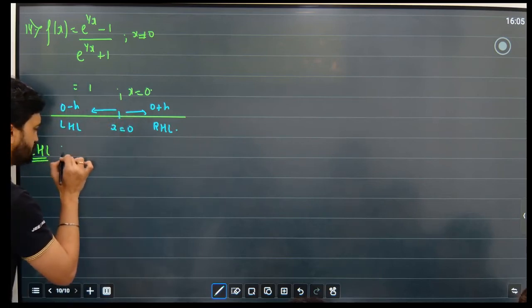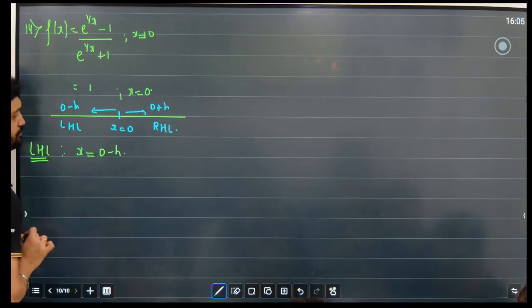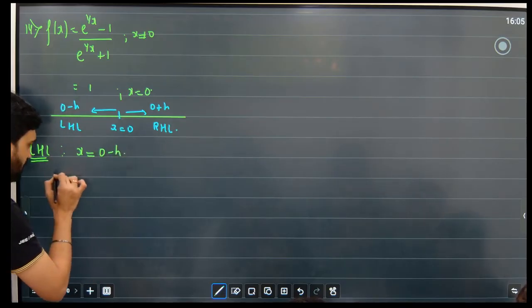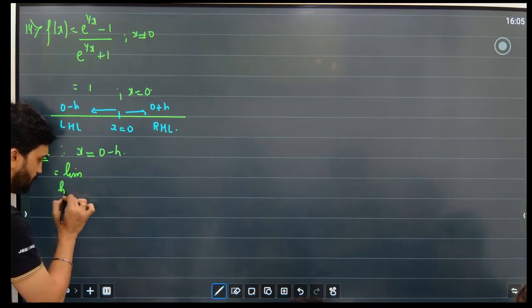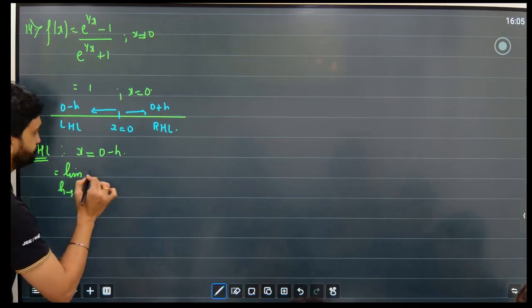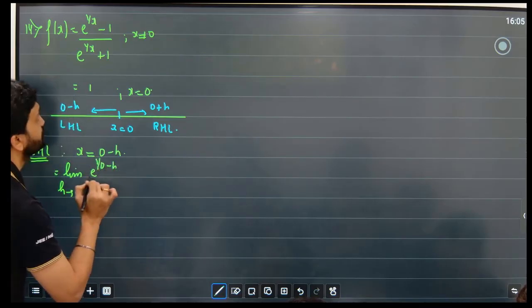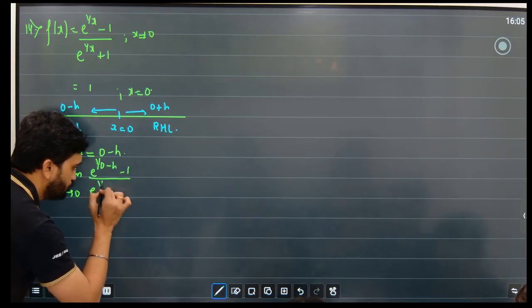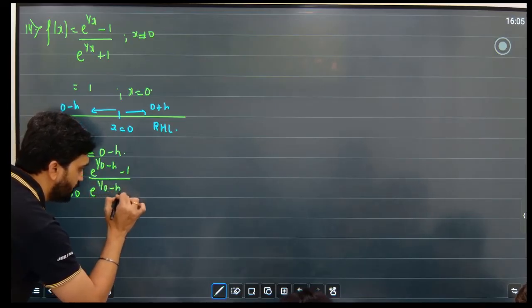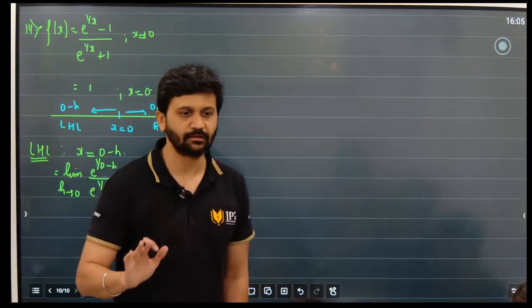Left hand limit में मुझे कुछ नहीं करना है. I'll write x is equal to 0 minus h. जैसे ही मैंने x is equal to 0 minus h डाला, see what my question is going to become. Limit h tends to 0, e raised to 1 upon 0 minus h minus 1 upon e raised to 1 upon 0 minus h plus 1. As I told you guys, हमें कुछ नहीं करना है.